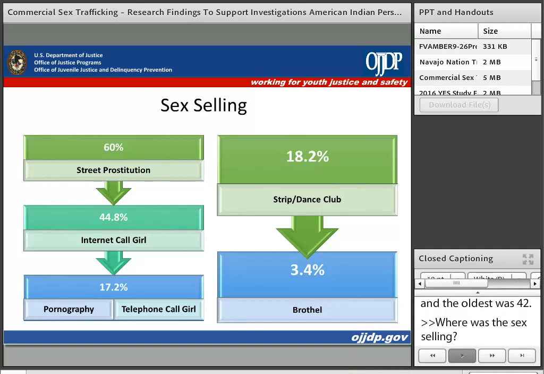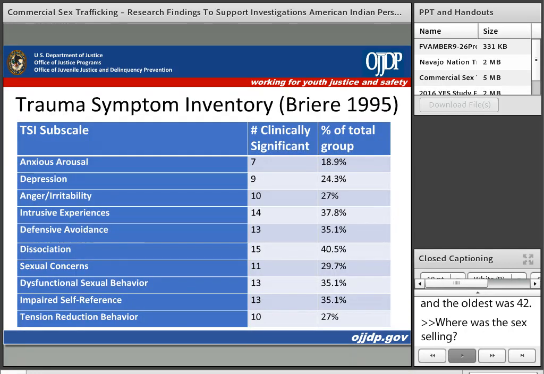So where was the sex selling? 60% were on the street, 44% were on the internet, 17% each had pornography or were on the telephone, 18% were in strip clubs, and 3% participated in a brothel. An illegal brothel, not a legal brothel.